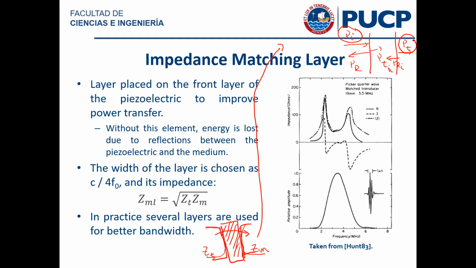You do it actually by imposing 2 conditions. You make the width of the layer, this thickness of the layer, equal to lambda divided by 4. And the second one is that the impedance of the layer cannot be anything. It has to be something very specific. And the something very specific is this. The impedance of the matching layer has to be the geometrical average of the impedances of the piezoelectric and the tissues.